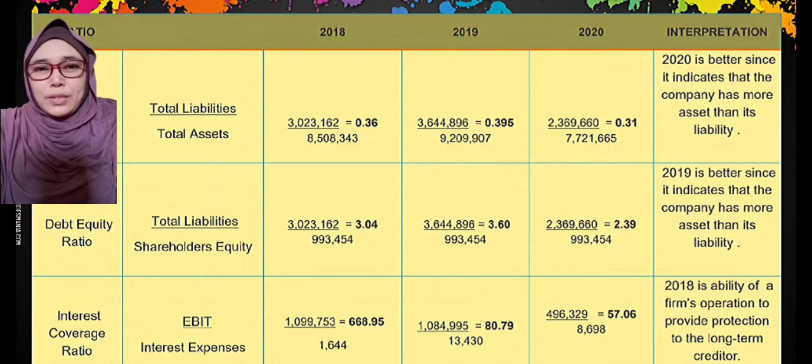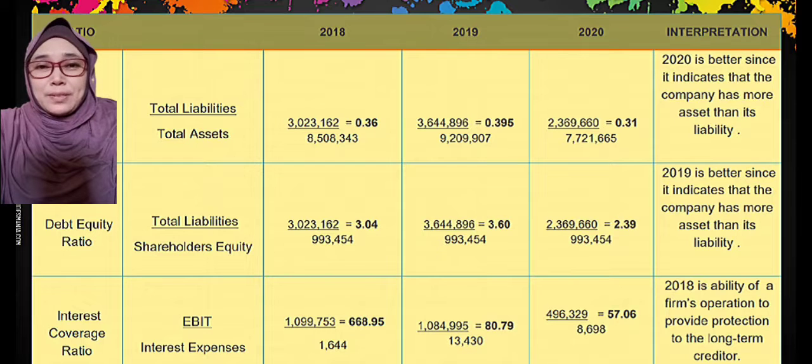Next, for debt equity ratio, the formula is total liabilities divided by shareholders' equity. The figure in 2018 is 3.04, in 2019 is 3.6, and 2020 is 2.39. So 2019 is better since it indicates that the company has more assets than its liabilities.